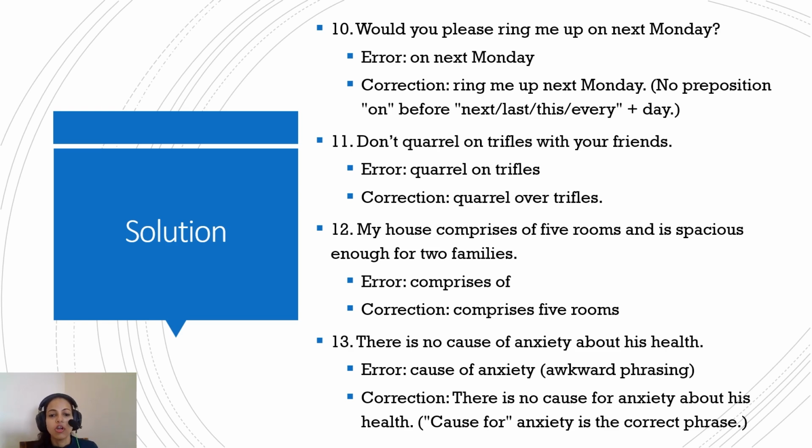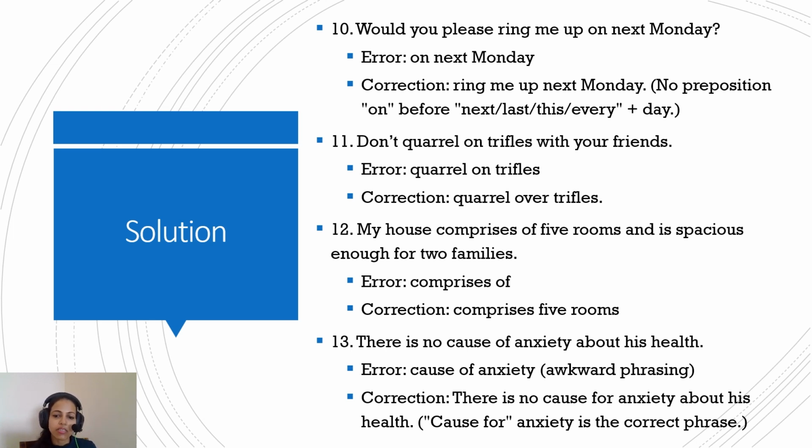Don't quarrel on trifles with your friends. So "quarrel on trifles" is wrong here. Quarrel over something. You don't quarrel on something, you quarrel over something. Again, this is in the table that we've done in the lecture. So if you remember those words, you will be able to solve these questions very easily.